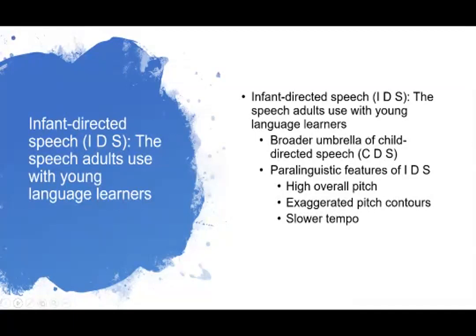So some of the paralinguistic features are a higher overall pitch, exaggerated pitch contours, a slower tempo. So when we talk to infants specifically, we'll look at them and we'll say things like, "Do you have a dirty diaper? Is your diaper wet? Let's take that diaper off." And the higher pitch, the exaggerated contours, slower tempo, all of those things are part of infant directed speech.